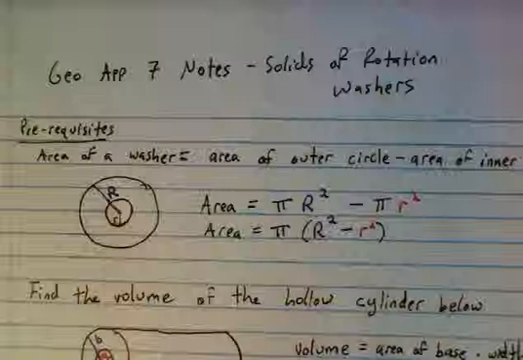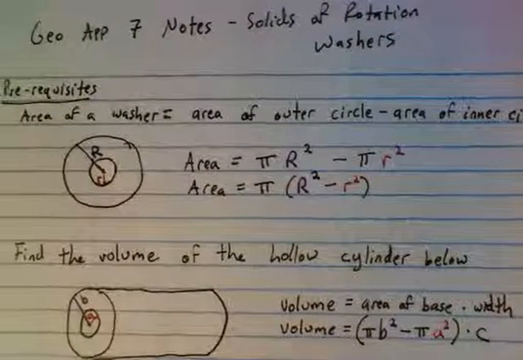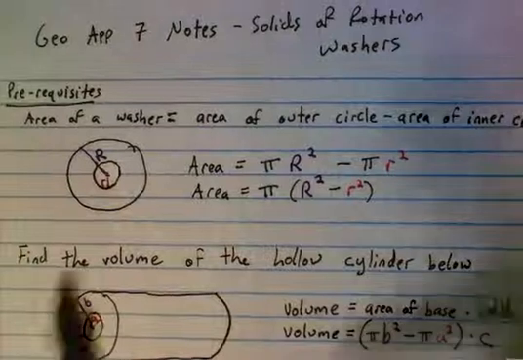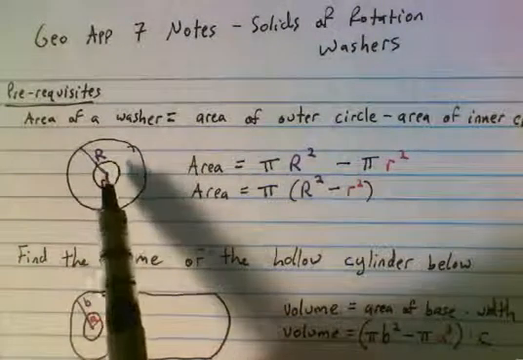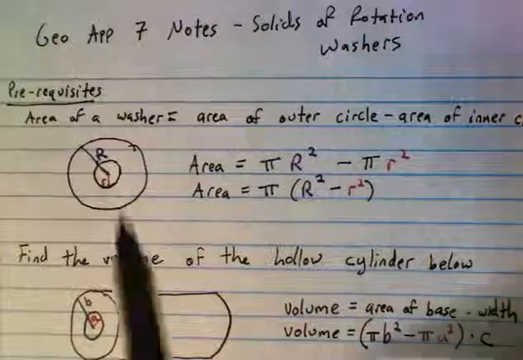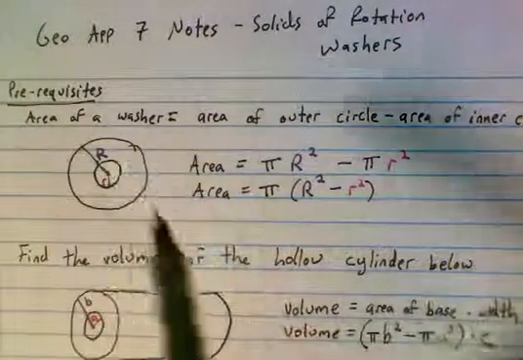So the first thing you need to know is the area of a washer. Basically a washer is just a circle that has a smaller circle taken out of the inside. So when we're doing the area, we're just starting with the area of the outer circle and then taking away the area of the inner circle.